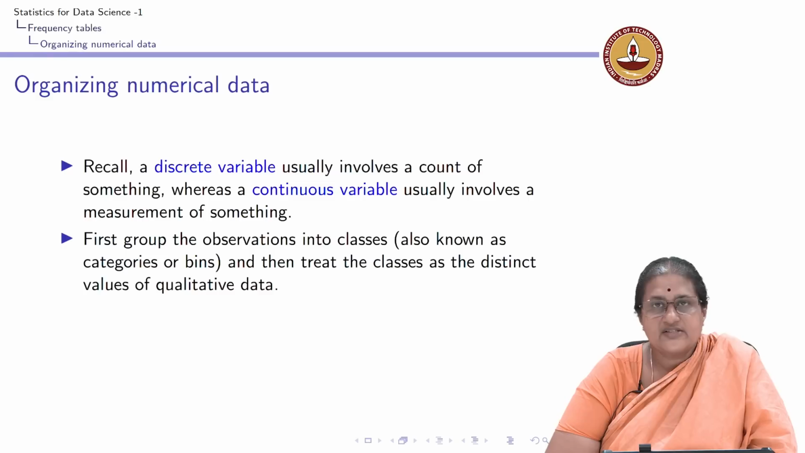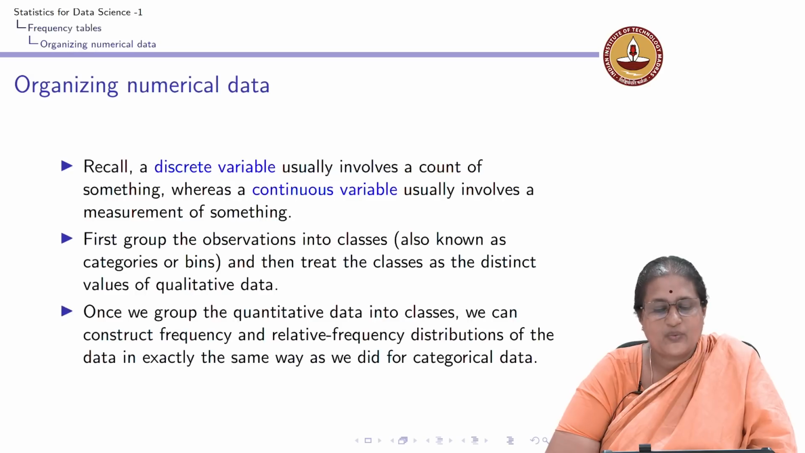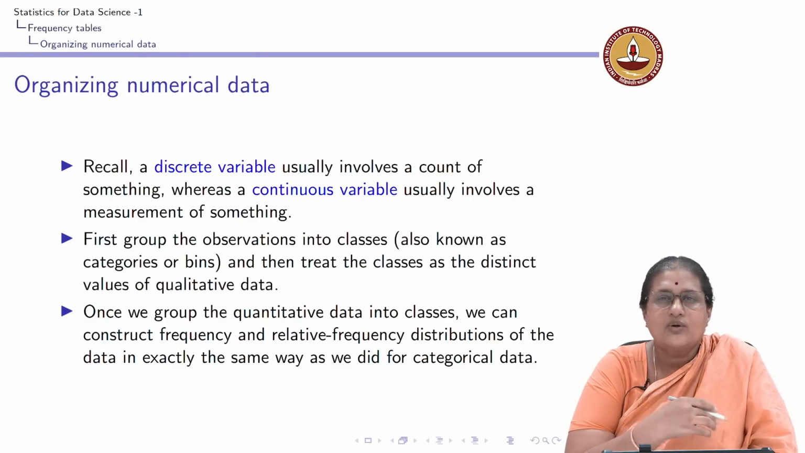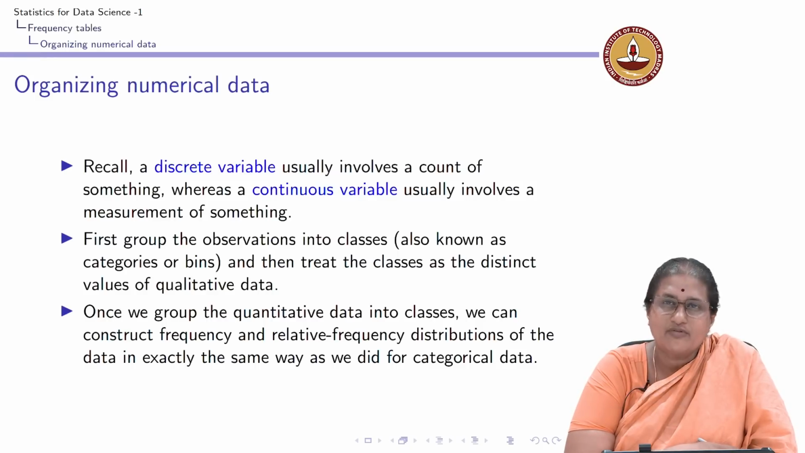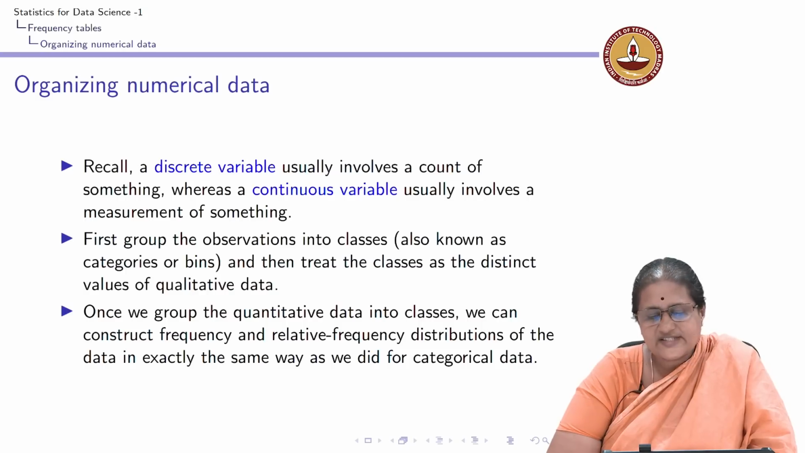So the first idea is, we have already seen how to summarize categorical variables using frequency tables. So we now want to see whether we can apply the same technique, or the same idea, when we want to summarize numerical data. One way to do this is to treat the numerical data as categories. That can be done by grouping the observations into categories or bins and then treating the classes as distinct values of qualitative data. Once I have these discrete categories, I already know how to construct frequency tables for categorical data. I can use the same thing and construct a frequency table for my numerical data. So let's see how that is done.